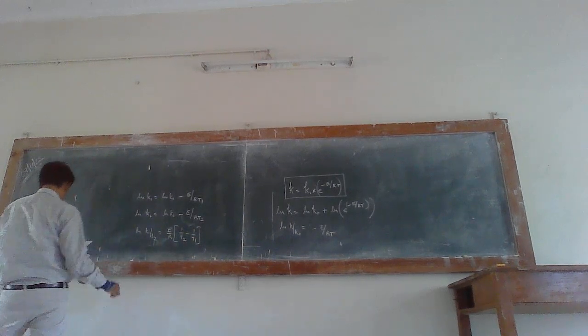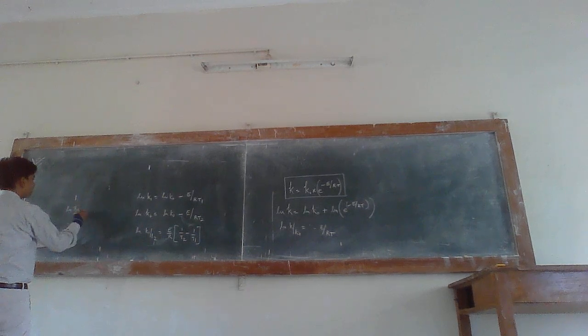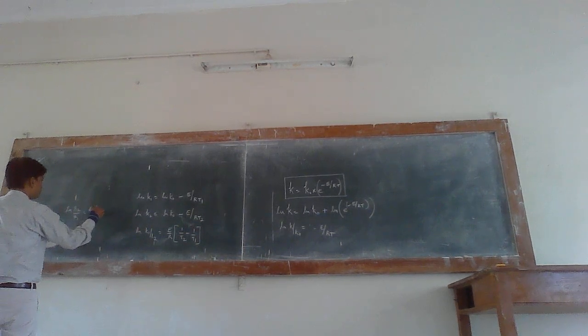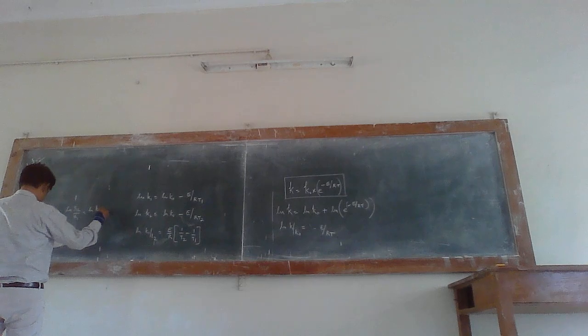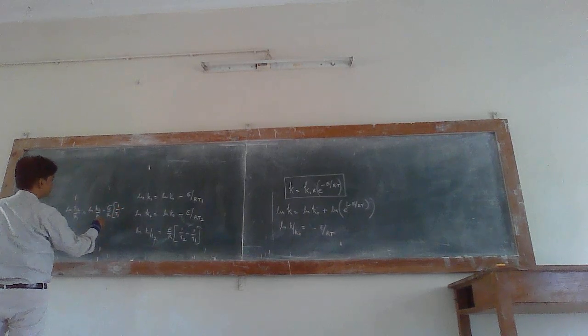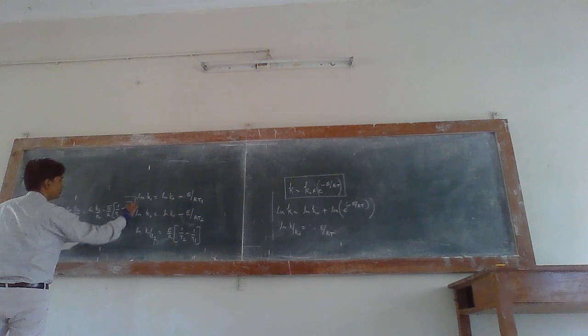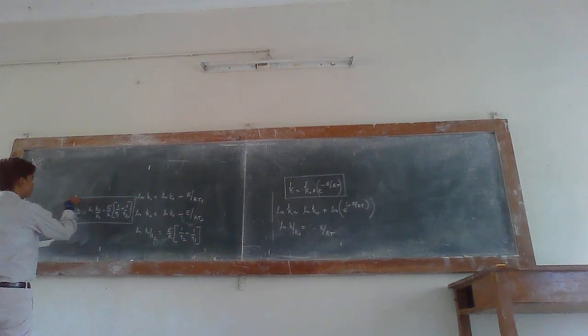Or in terms of, if I write ln K2 by K1, it is equal to E by R into 1 by T1, because I am taking the reverse side, so 1 by T2. Maybe this expression we can use very generally.